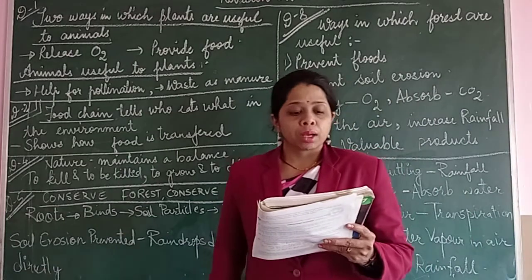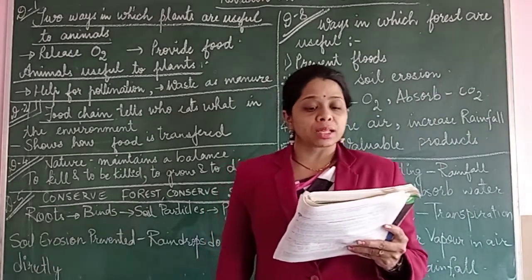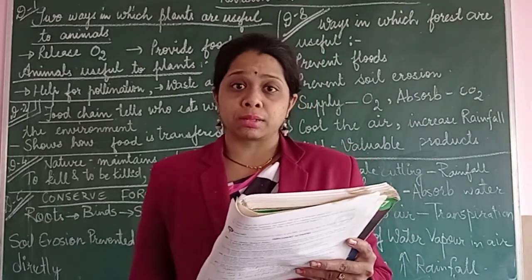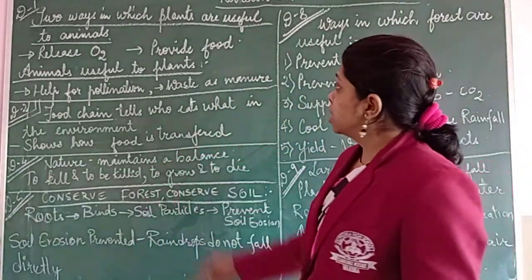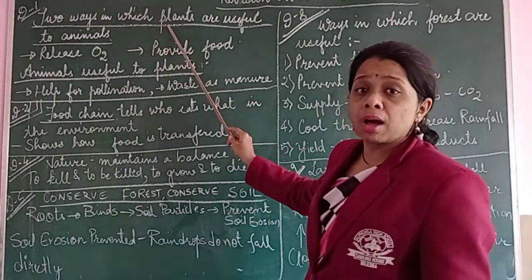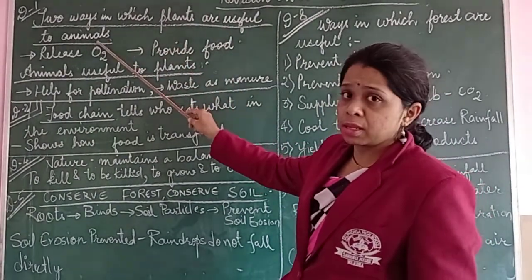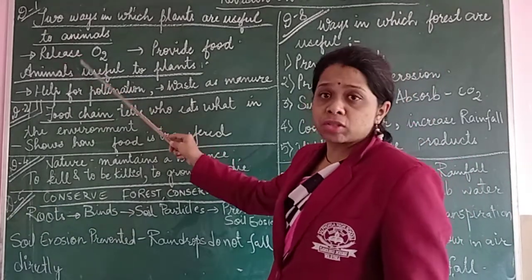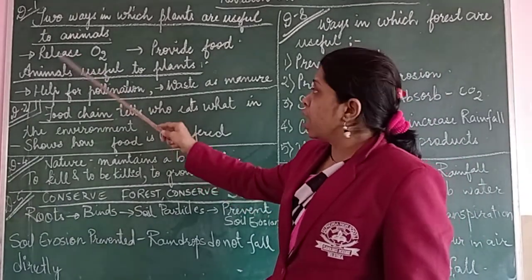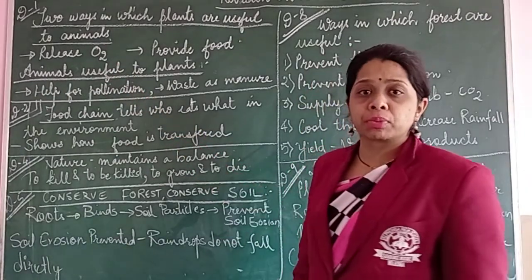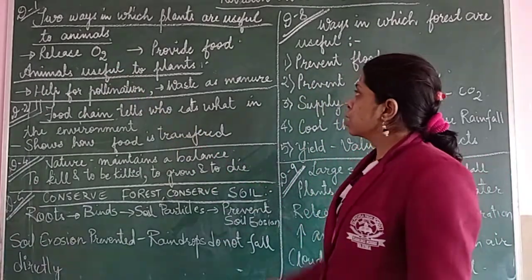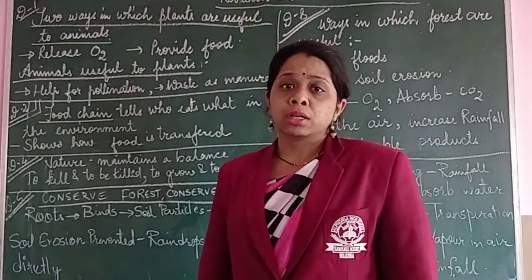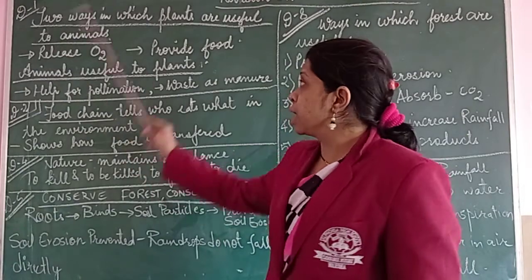First question. Mention two ways in which plants are useful to animals and two ways in which animals are useful to plants. So firstly, the two ways in which plants are useful to animals. What does plant provide to animal? First and foremost, they release oxygen, they provide oxygen, and this is being generated during the process of photosynthesis. At the same time, plants do provide food to the animals. That is what plants provide to animals.